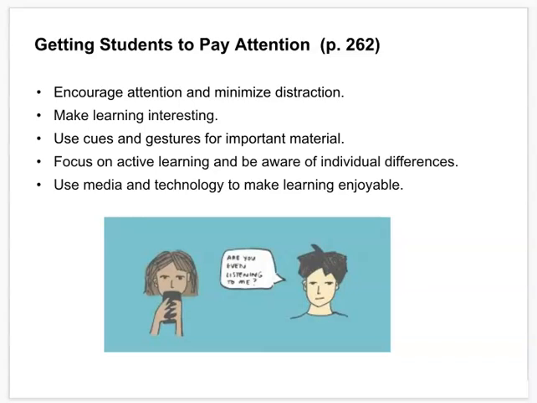In order to teach athletes, like young athletes or whomever, to listen and to attend to information and selectively attend to important pieces of stimuli, they have different activities that they can do, right? And they make them games. You can do the same thing in the classroom, right? So encourage attention and minimize distraction. Make learning interesting. Use cues and gestures for important material. Focus on active learning and be aware of individual differences, and use media and technology to make learning more enjoyable.